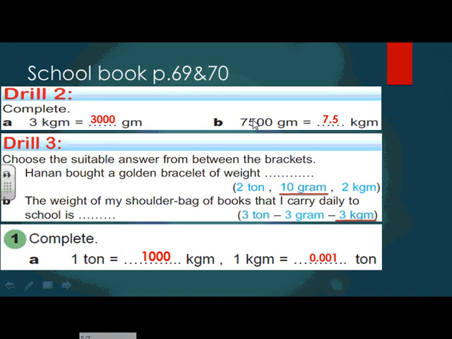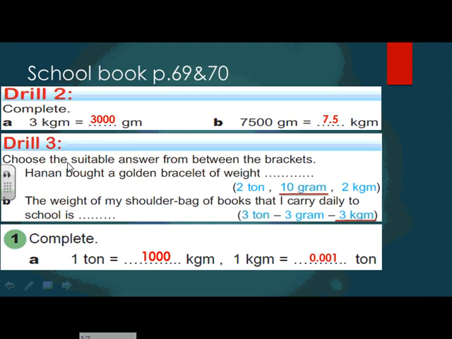And again, changing from gram to kilogram, who can tell me what are we going to do? Changing from small unit to big unit, I'm going to, excellent, I'm going to divide. So I'm going to divide the 7500 divided by 1000. When I'm going to divide it by 1000, I'm going to put the decimal here, then I'm going to push the decimal 3 places. So it's going to be 7.5.